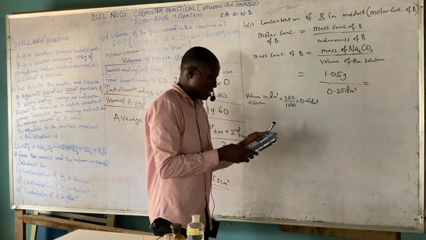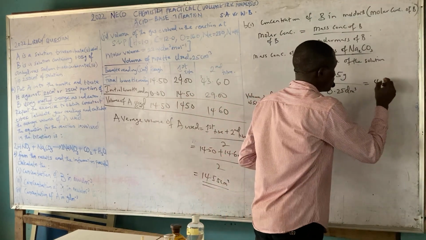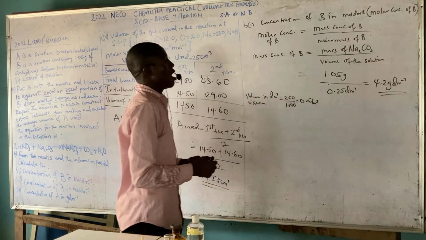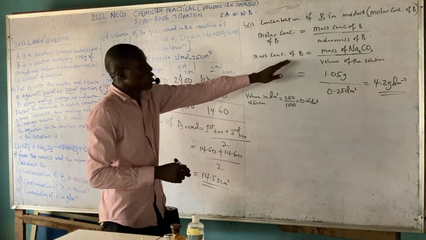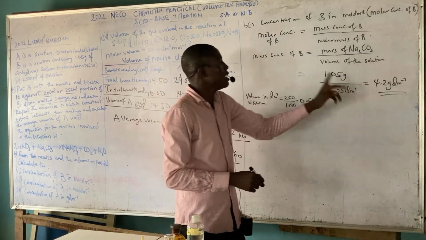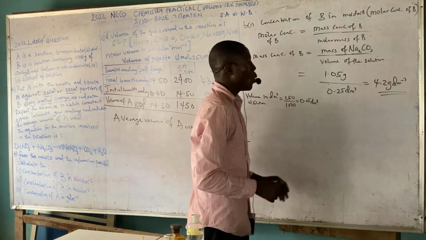1.05 divided by 0.25. So we have 4.2 gram per dm cube. So that's that about the mass concentration of B in gram per dm cube. This is the concentration of B in gram per dm cube. Don't forget we are looking for the concentration of B in mole per dm cube.